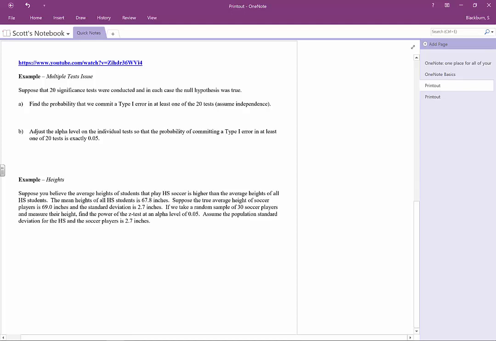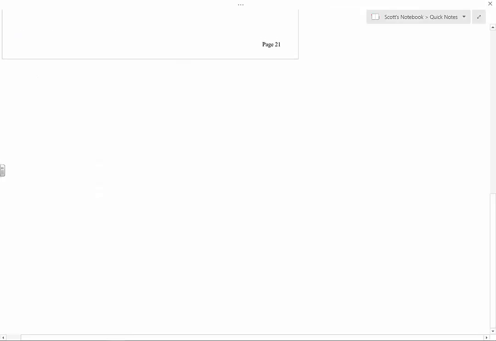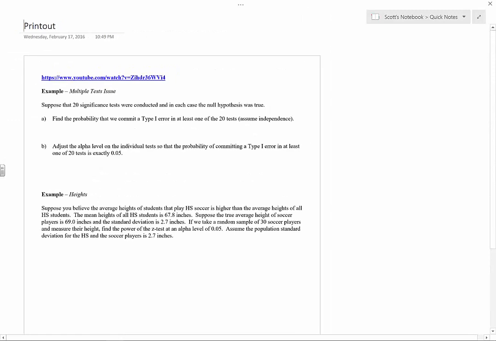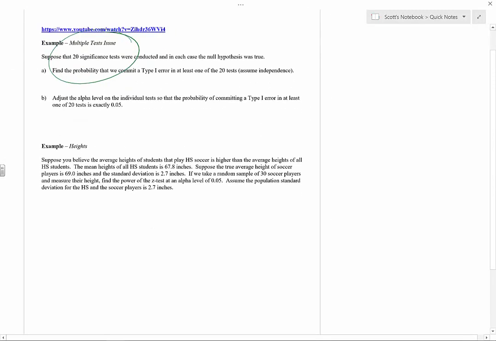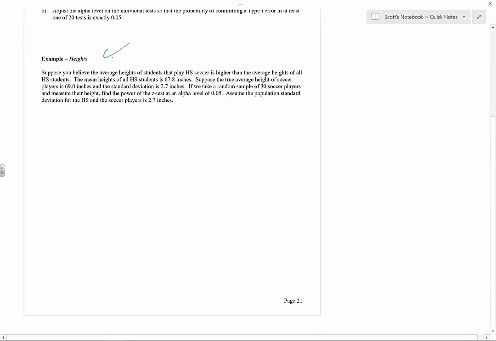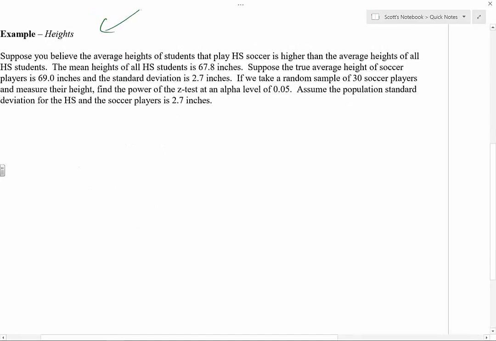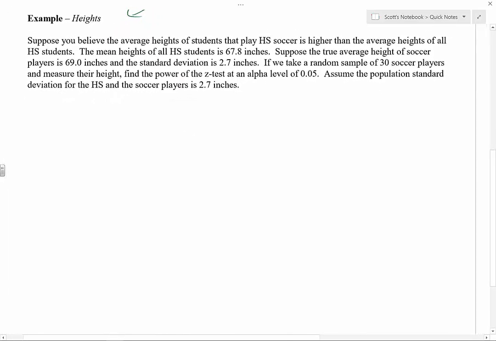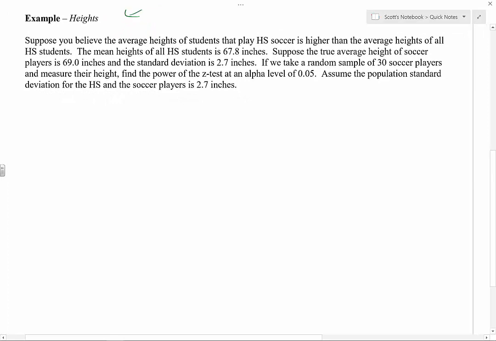If you look at page 21 in the notes, this top one we'll do tomorrow when I get back. But this one down here is an example where we need to calculate the power. So I'm going to work through this one right now. Get your notes out, follow along. I'm going to go fast.